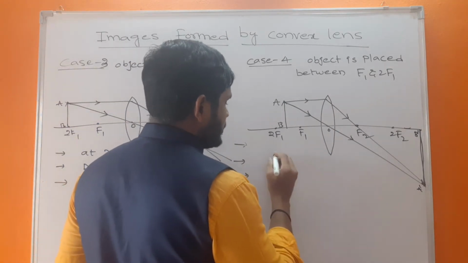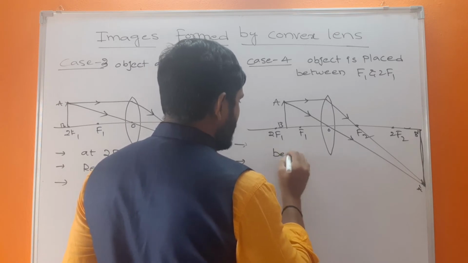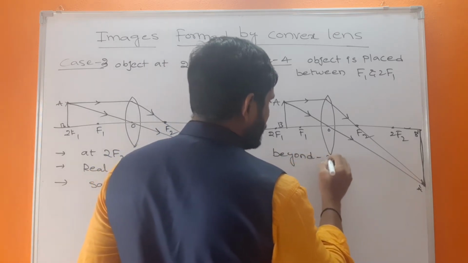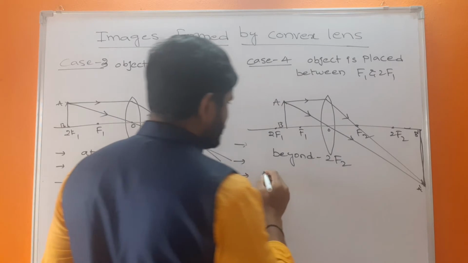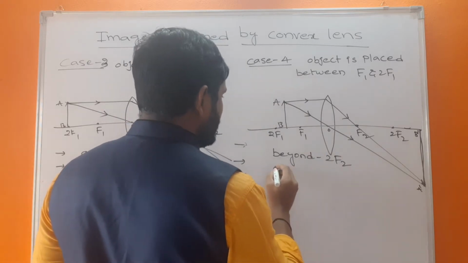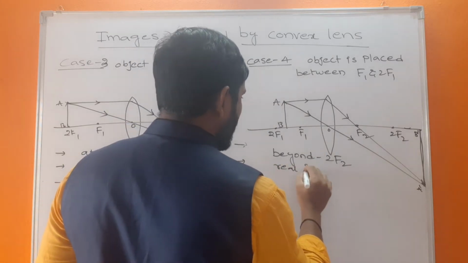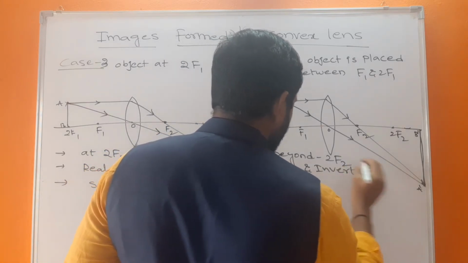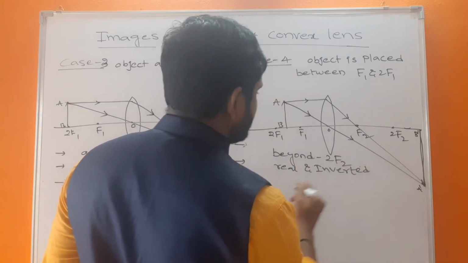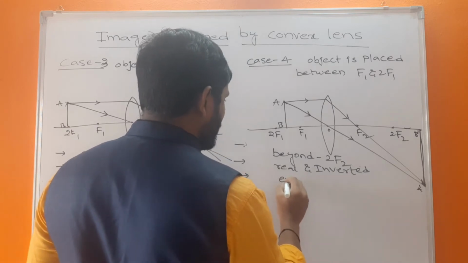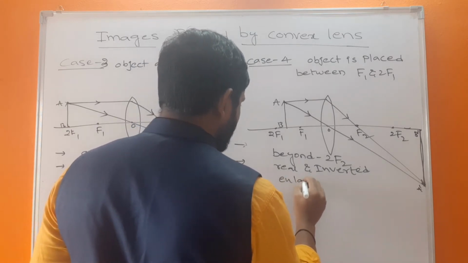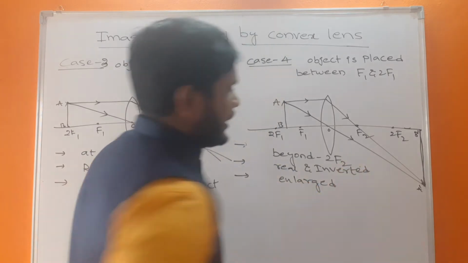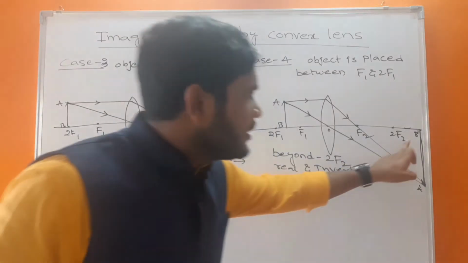So let's write the characteristics of the image. First of all, the position. The position is behind 2f2. Next, coming to the nature, it is real and inverted. And the third one is size. The size is enlarged. That is what we can see here.